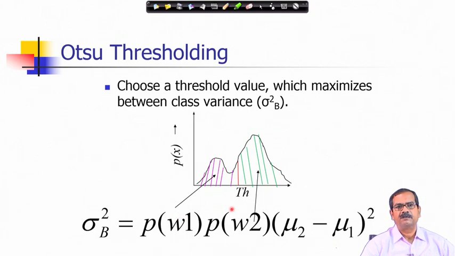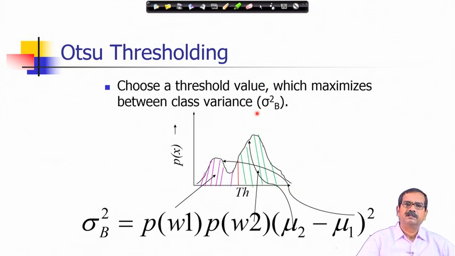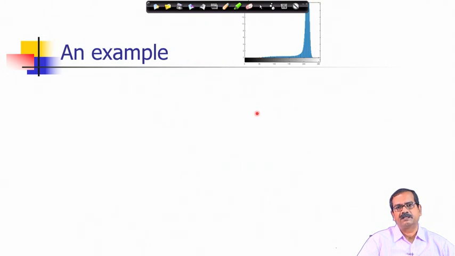Given a threshold value, I can compute this sigma square B: probability of W1 from this part, probability of W2 from this part, then mu1 and mu2 from here. You compute this value at every pixel value in your interval, say 0 to 255, and you consider the pixel value where the between class variance is maximum as your threshold value. This thresholding technique was proposed by Otsu, and it is known as the Otsu thresholding technique.